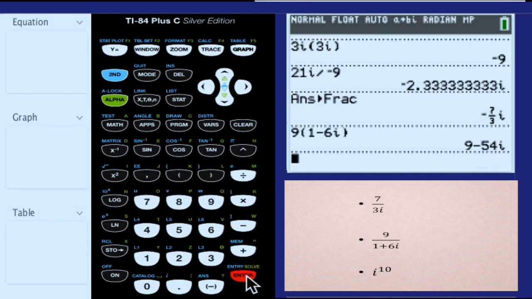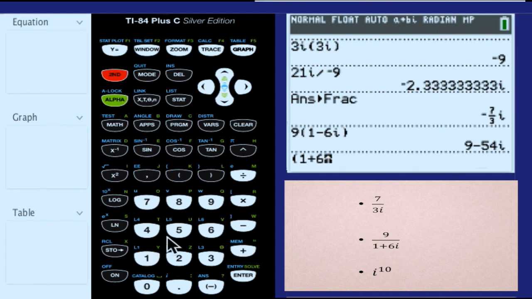I got to get an answer, so I press enter. I'm going to either write that down, or again we can go back and do what we did on the previous problem by dividing them. So the numerator now changes to 9 minus 54i. The denominator, I'm going to multiply 1 plus 6i, which is the current denominator, times its conjugate, which is 1 minus 6i. So here we go. We got to put in parentheses 1. So open parentheses 1 plus 6i. That's the current denominator.